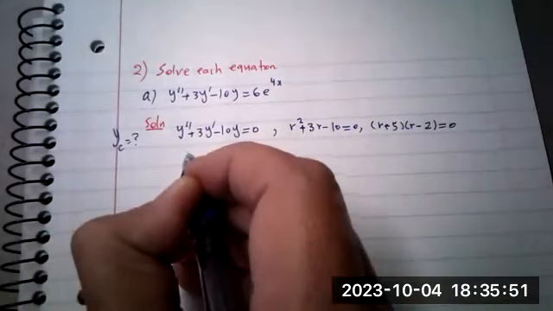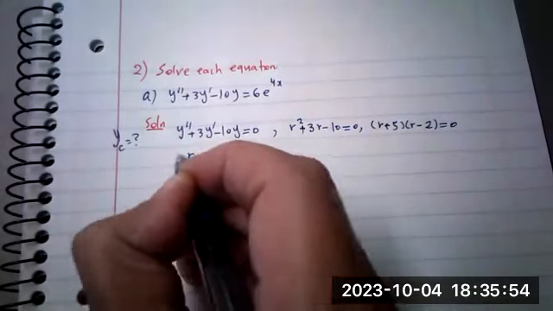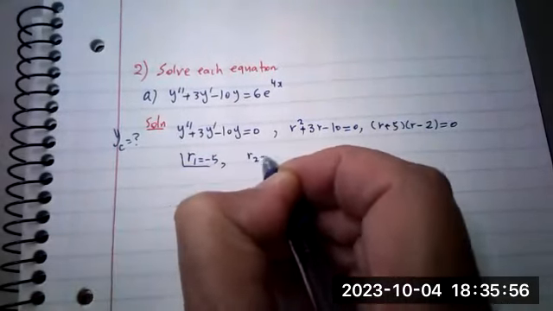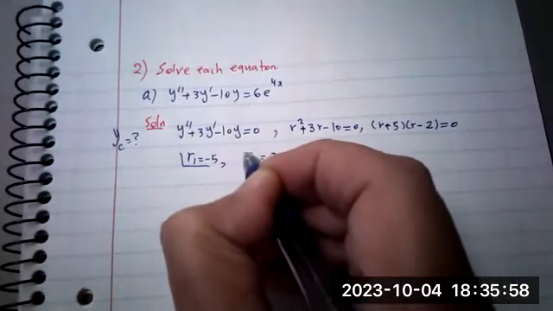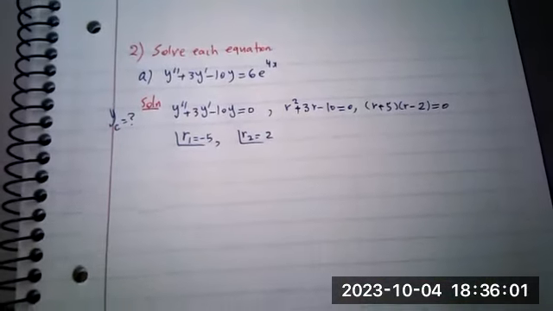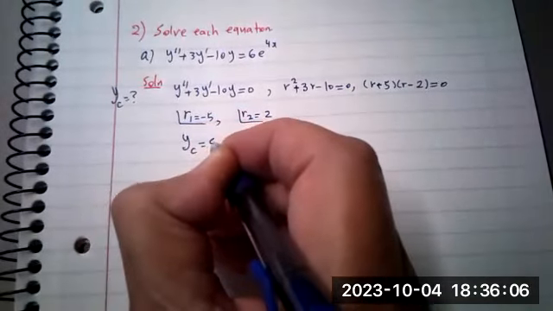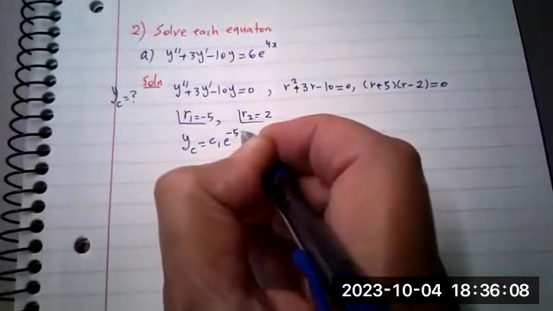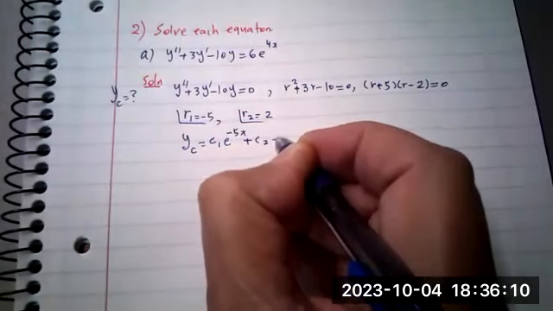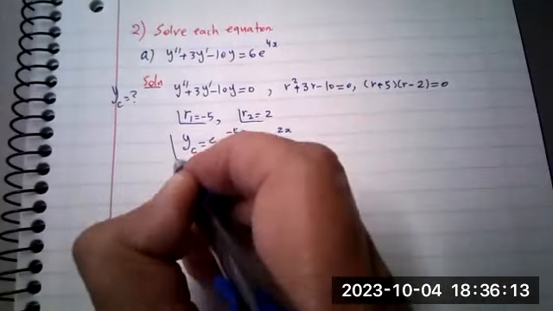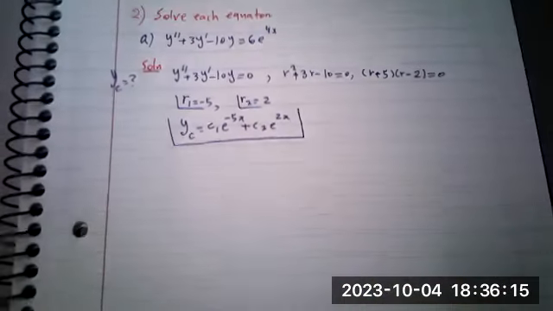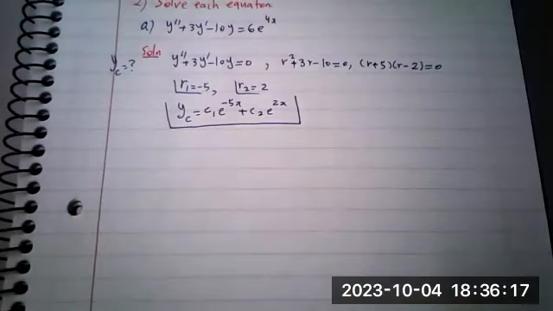We get 2 solutions. You can call this first one r1 and the second one r2. Doesn't matter which one you call r1 or r2. So we get yc equals C1 e to the negative 5x plus C2 e to the 2x. So this is step 1. Any question? So step 1, you make it 0 yourself. It's the homogeneous equation in this one.